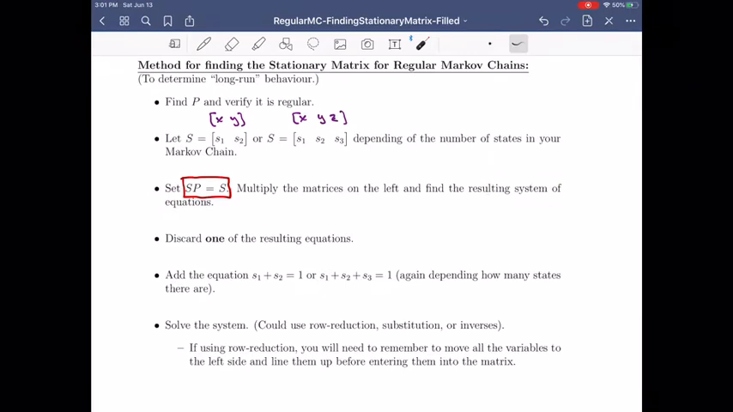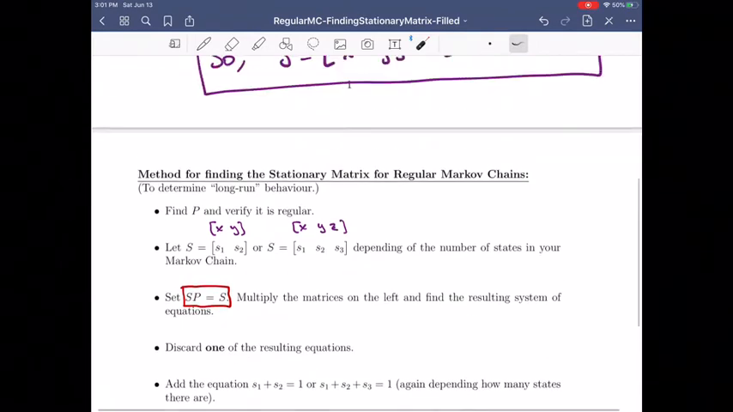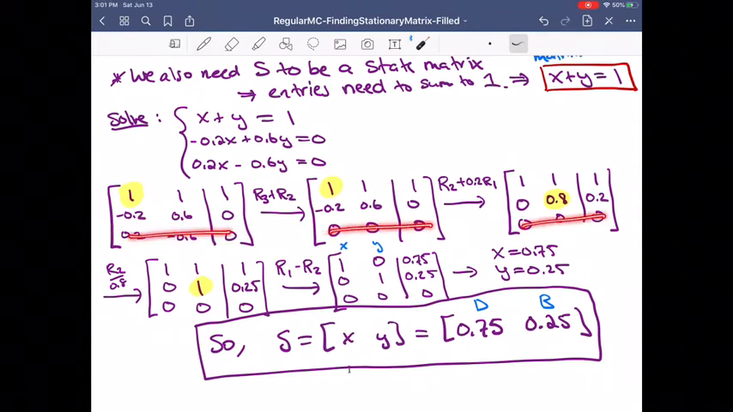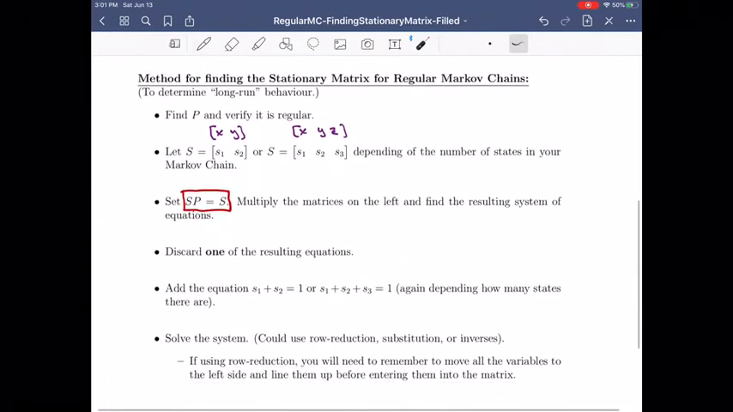Now, the next step says you can discard one of these equations. Okay, why can you do that? That's because they always have extra information. So if there's two, one of them should be a multiple of the other. Okay, so they're going to cancel each other out. So this row we did not need to have in our row reduction. Okay, so you're allowed to throw one of them away.